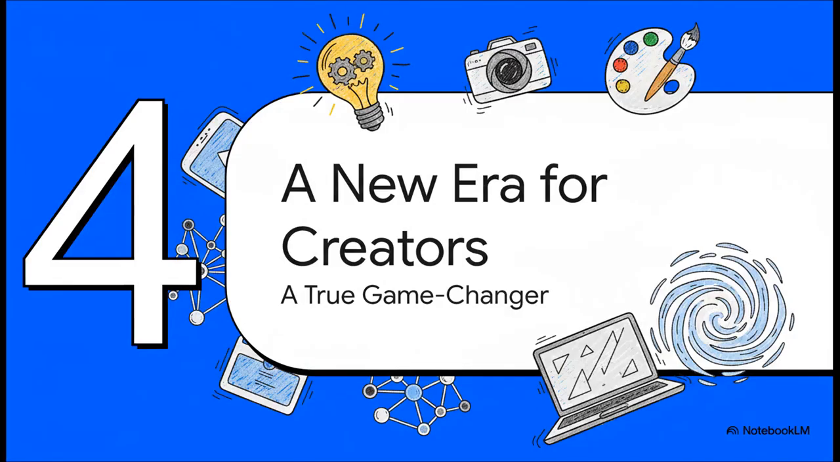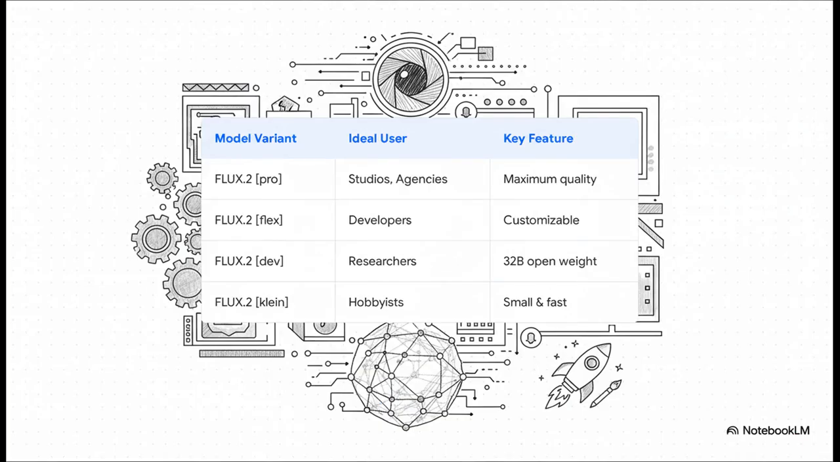So let's zoom out for a second. With all this amazing tech and these powerful features, what's the broader impact here? Why is this really a game changer for the entire creative industry? What's really cool is that FLUX.2 isn't just one single model. It's an entire family of them. There's a Pro version built for studios that need maximum quality. There's a customizable Flex version for developers. There's a massive open-weight Dev model for researchers, and there's even a smaller, faster Klein version coming for hobbyists. So there's basically a model for everyone.